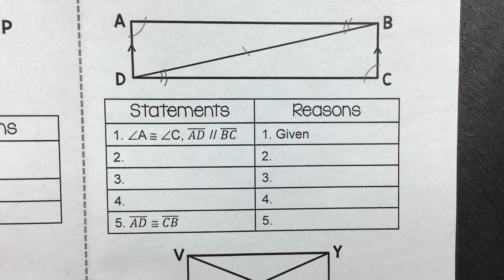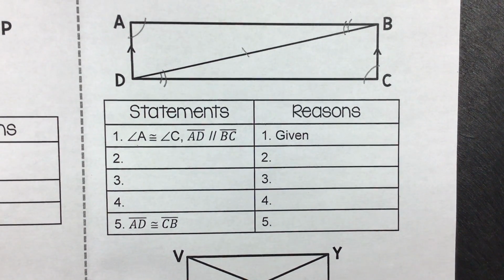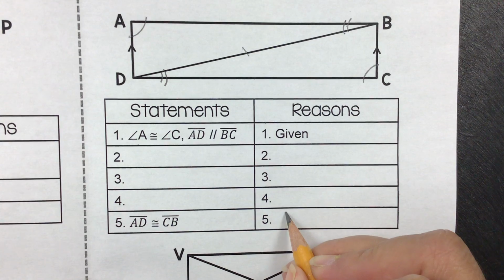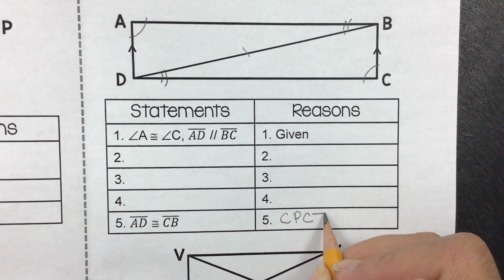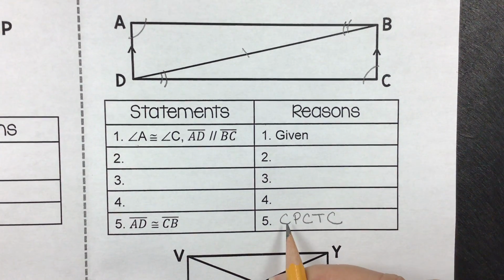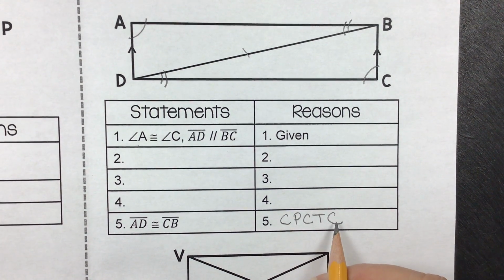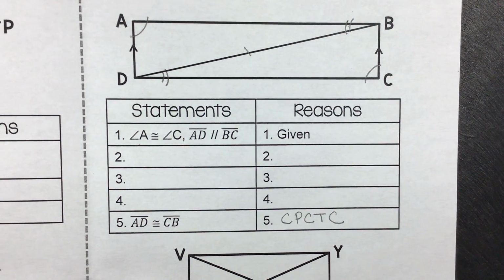Once you have proven that the triangles are congruent, we can know that the corresponding sides are congruent. And we use the letters C, P, C, T, C for corresponding parts of congruent triangles are congruent, but we just use those letters.